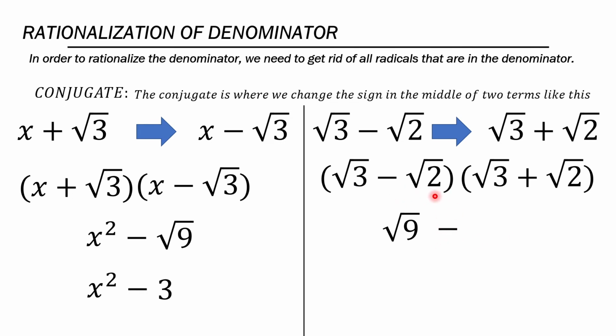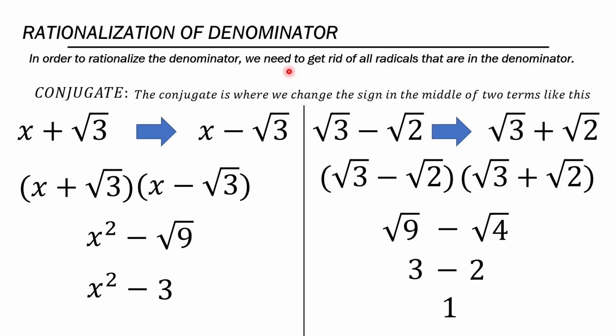I-square din natin tong 2. What is the square of 2? 4. So we have square root of 4. So this time, perfect square na yung dalawa. So we have square root of 9, we have 3, minus square root of 4, that is 2. So 3 minus 2, that is equal to 1. So natanggal na natin yung radical. Yun yung pinaka-importante sa lahat.